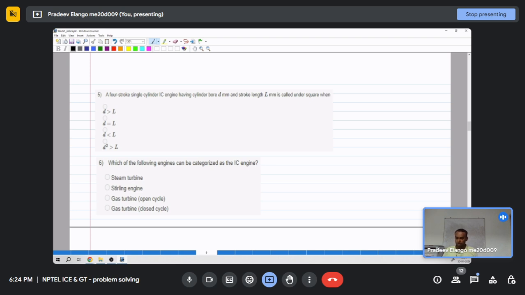A four-stroke single-cylinder IC engine having a cylinder bore d and stroke length L is called underscore when d is greater than L, or d equal to L, d less than L, d square greater than L.